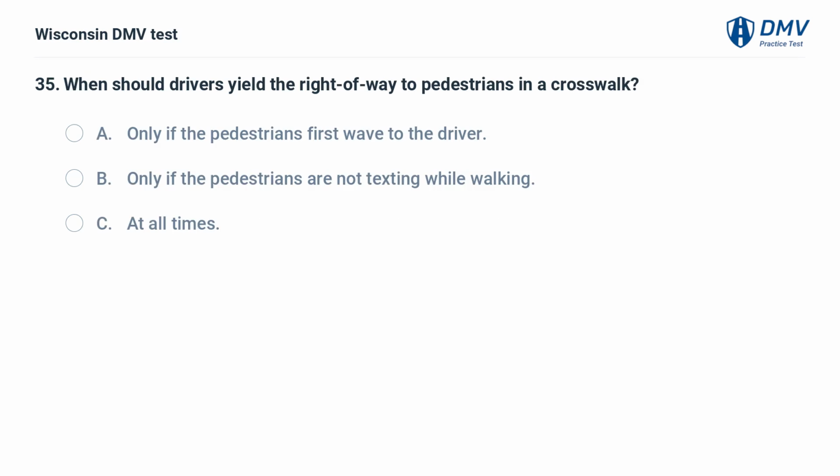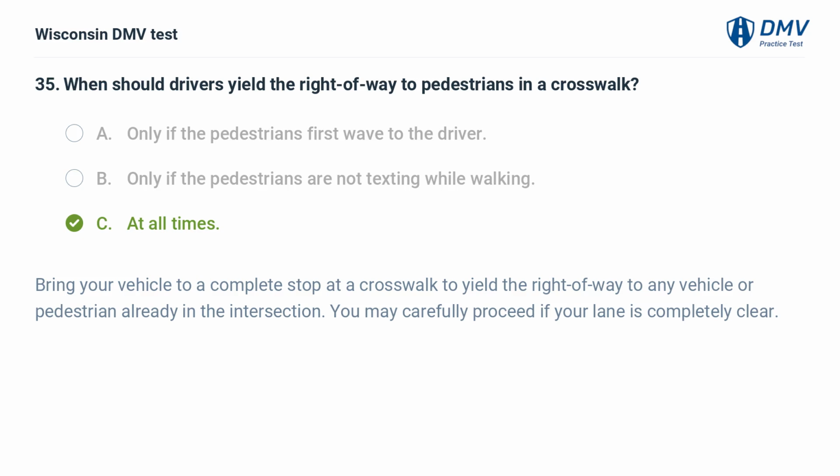When should drivers yield the right of way to pedestrians in a crosswalk? A. Only if the pedestrians first wave to the driver. B. Only if the pedestrians are not texting while walking. C. At all times.